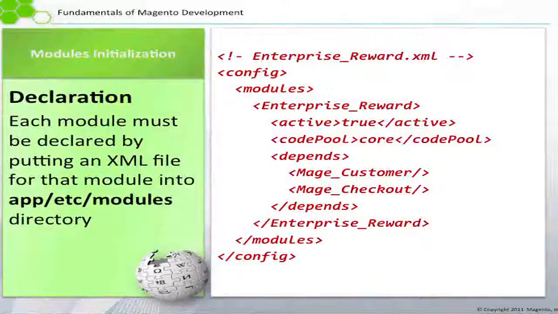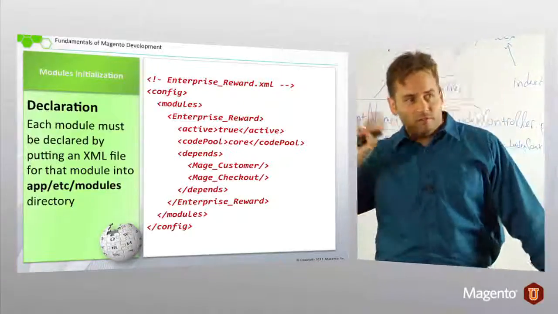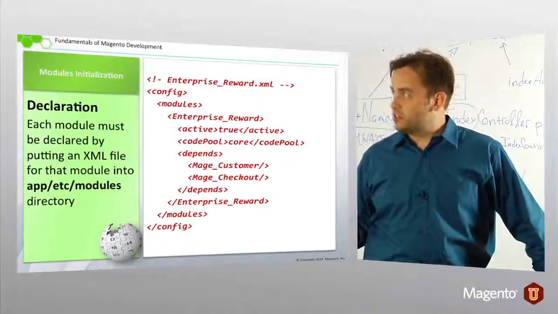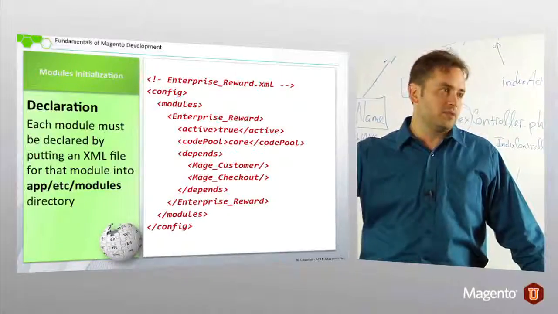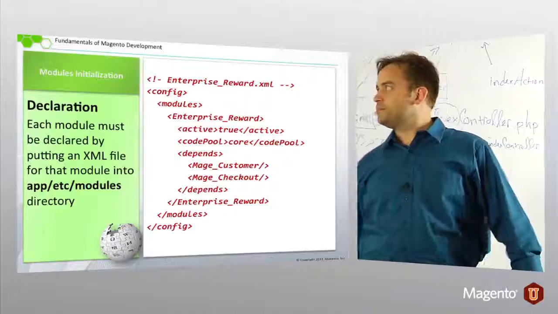We've seen this. What is this? Module. Yeah, it's our module registration, module activation file. This lives in app/etc/modules. This is where Magento goes to find out about modules. Okay?